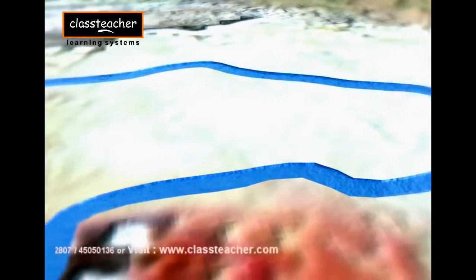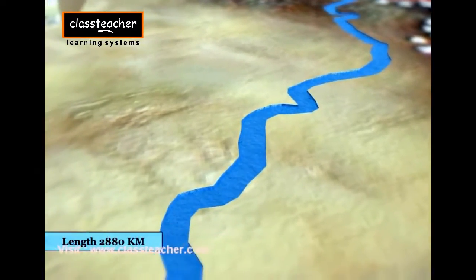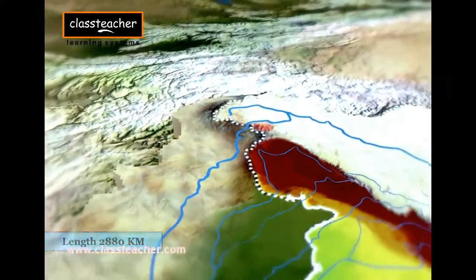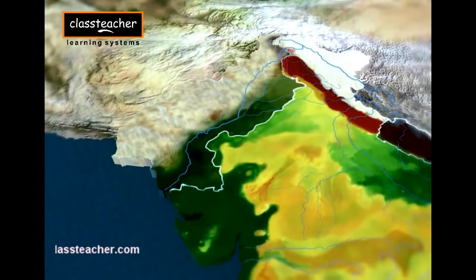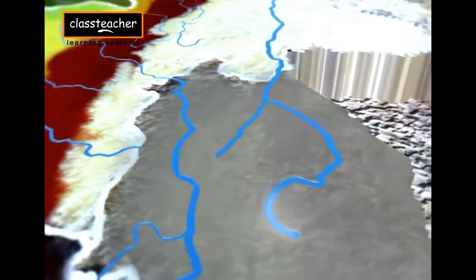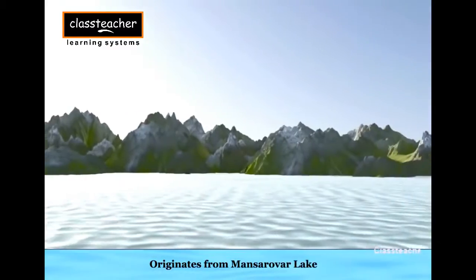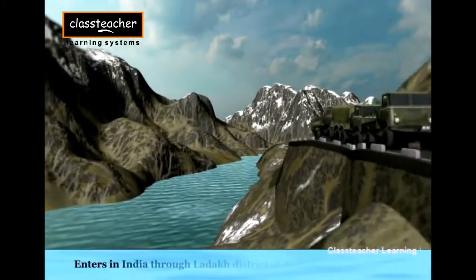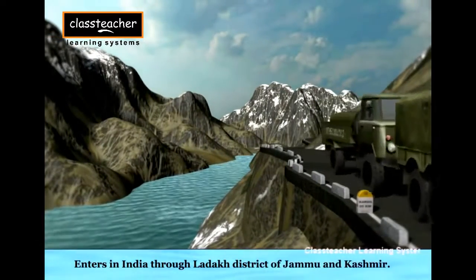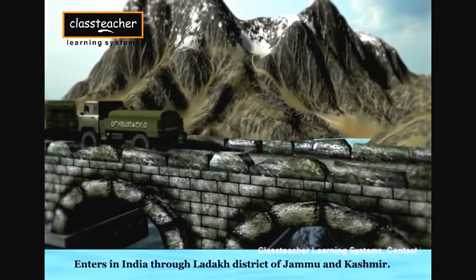The Indus river system. It is one of the largest river basins of the world, covering a length of 2,880 kilometers, of which 1,114 kilometers lies in India. It is also known as Sindhu. It originates from a glacier in Kailasa mountain near Mansarovar Lake in the Tibet Plateau. Following west, it enters India in the Ladakh district of Jammu and Kashmir. Then it cuts across the Ladakh range and enters into Pakistan.